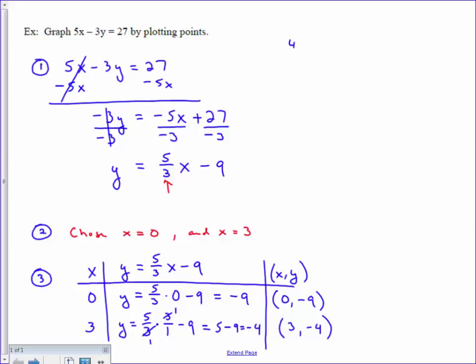If you're confident that your ordered pairs are correct, all you need to do from this point is to go and graph by plotting the 2 ordered pairs that you have received. 0, negative 9, I would go down 9 units. Plot a point. And then for 3, negative 4, I would go 3 units to the right and 4 units down. And then draw my straight line going through those 2 points.